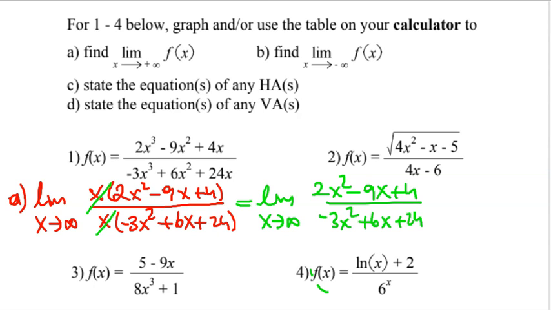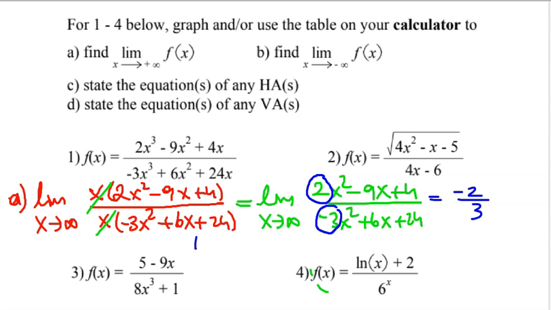Notice that we're taking the limit as x approaches infinity, and we ended up with a rational function where the top and the bottom are both polynomials. So I need to look for the highest degree of the top and the highest degree of the bottom. The highest degree of the top is x squared, and the highest degree of the bottom is x squared, which means they have the same degree. Remember the first case: if the degree of the numerator is equal to the degree of the denominator, then the limit is equal to the ratio of the leading coefficients. The leading coefficient of the top is 2, and the leading coefficient of the bottom is negative 3. The ratio gives negative 2 over 3 as the limit of this function.